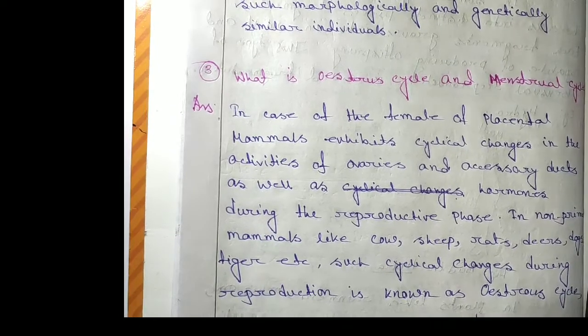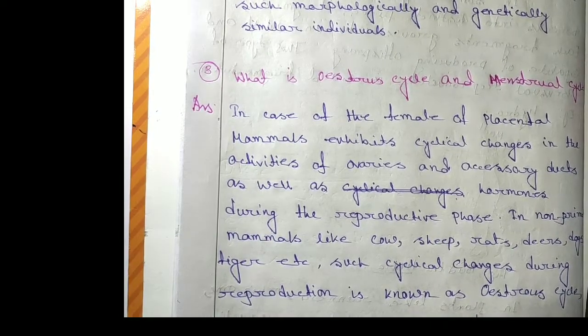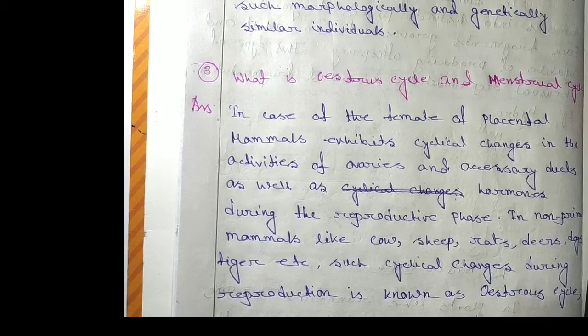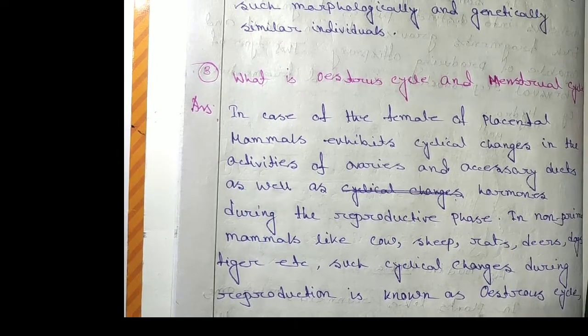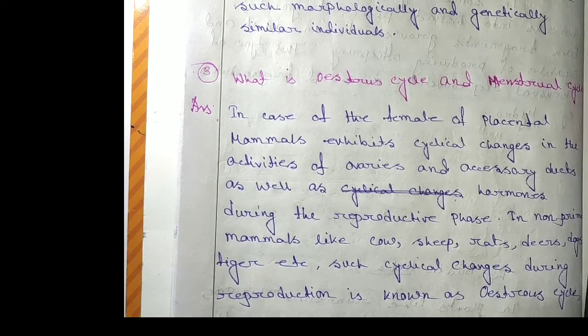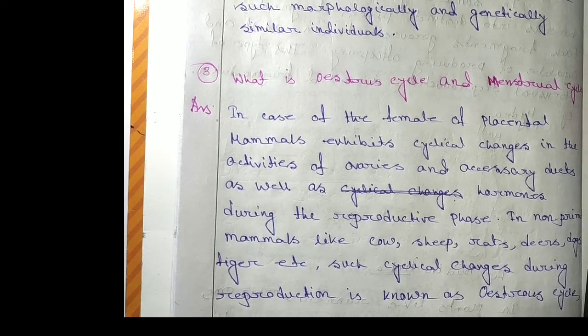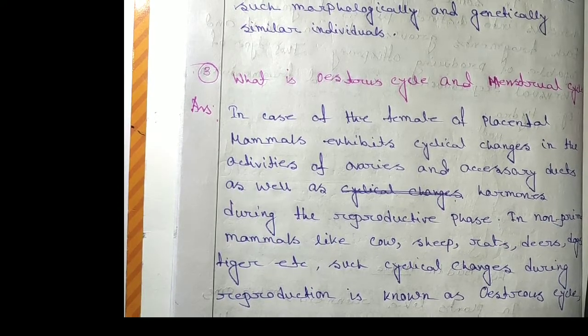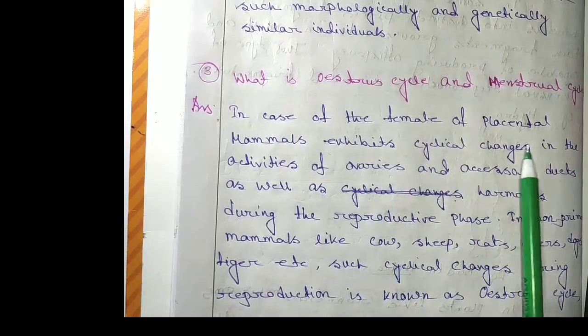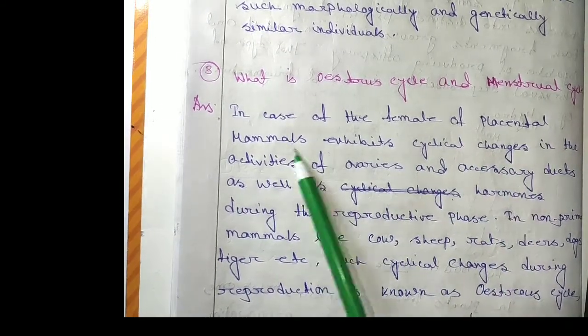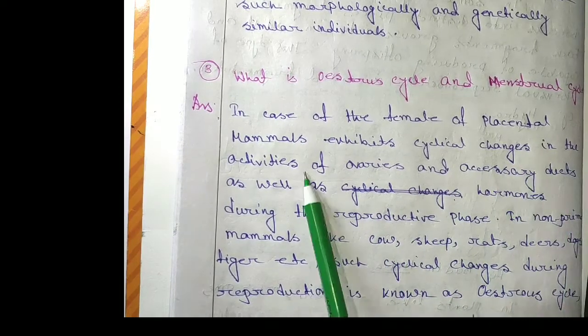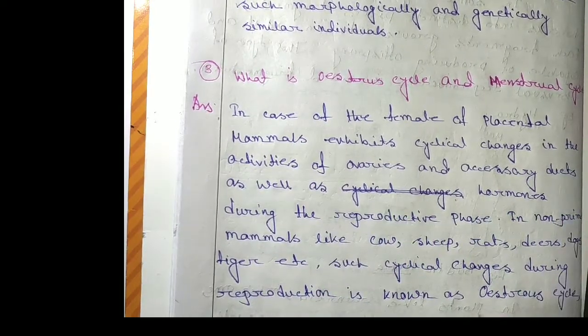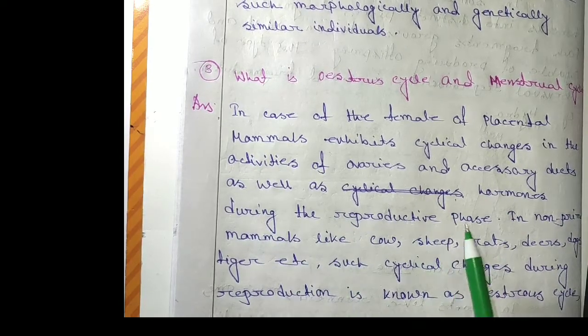What is the estrous cycle and the menstrual cycle? In placental mammals, during the reproductive phase, there occur changes in the ovaries and accessory ducts, as well as hormonal changes. These changes during the reproductive phase in non-primate mammals are known as the estrous cycle, and in primate mammals, that means monkeys, apes and humans, they are known as the menstrual cycle. Females of placental mammals exhibit cyclical changes in the activities of ovaries and accessory ducts, as well as hormones, during the reproductive phase.